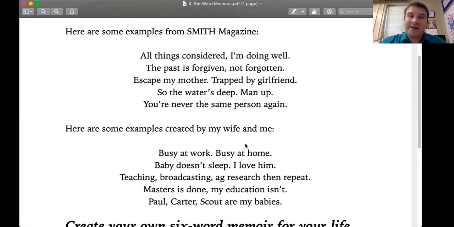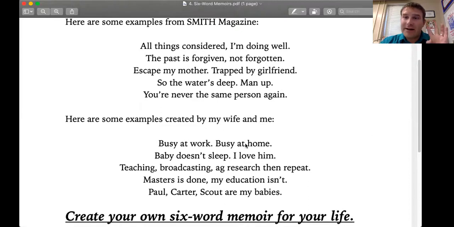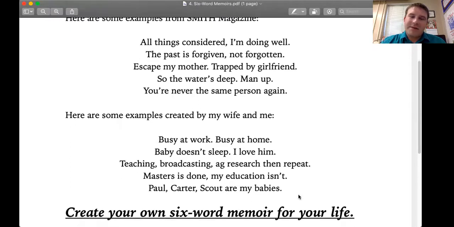Here are some examples created by my wife and me. My wife did one, I did the first 4, she did the last one. These are 5 different 6-word memoirs. Busy at work, busy at home. Baby doesn't sleep, I love him. Teaching, broadcasting, ag research, then repeat. Master's is done, my education isn't. Paul, Carter, Scout are my babies.